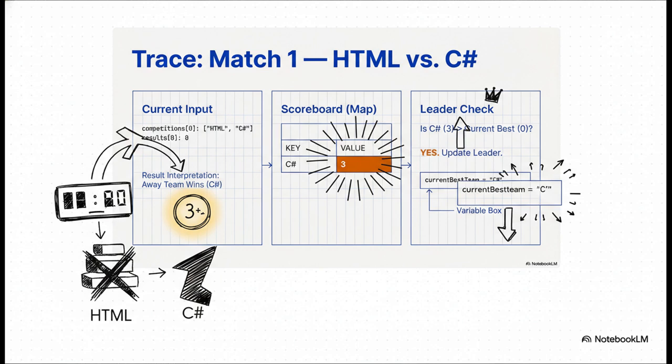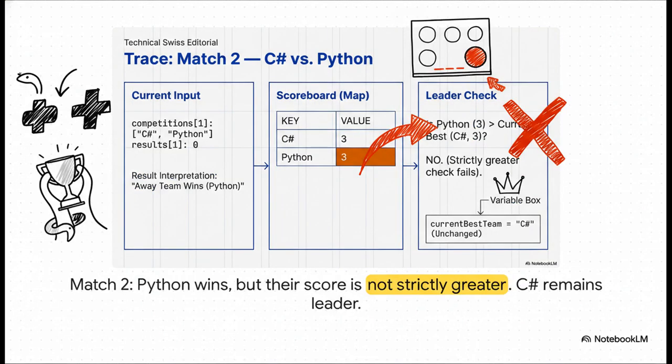Yep, it is. So C# becomes our very first current best team. Easy enough. Next up, match 2, C# versus Python. The result is 0 again, so the away team, Python, gets the win. We add Python to our scoreboard with 3 points.